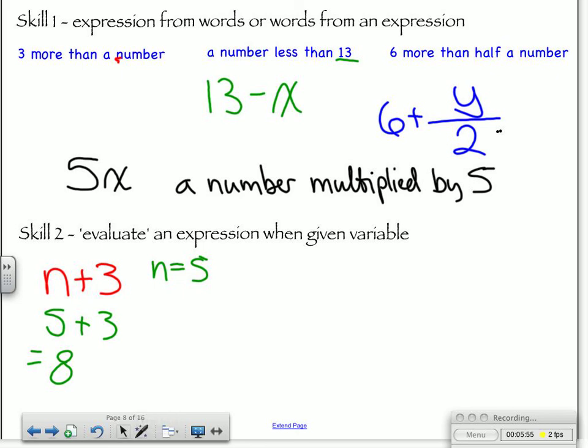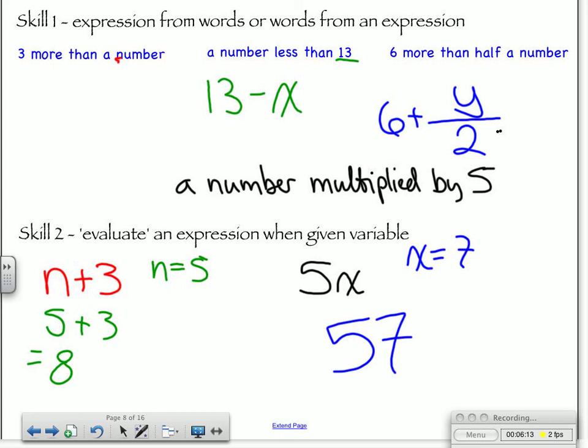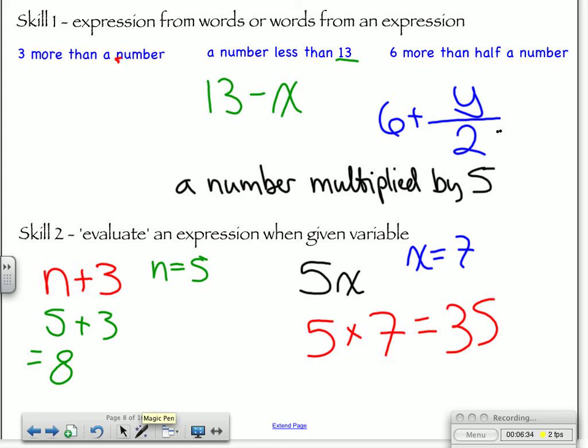Let's do 5x, because it's the other one that can kind of get confusing. What if it was 5x and we found out that x was equal to 7? Common mistake is for people to go, oh, I'm supposed to replace the x with a 7. So the answer is 57. Well, that's not what 5x was saying. 5x was saying 5 times x. So if x is equal to 7, then what it actually is 5 times 7, and this has been evaluated to 35. Okay, so those are our 2 skills that you need to do your homework for 3.1.